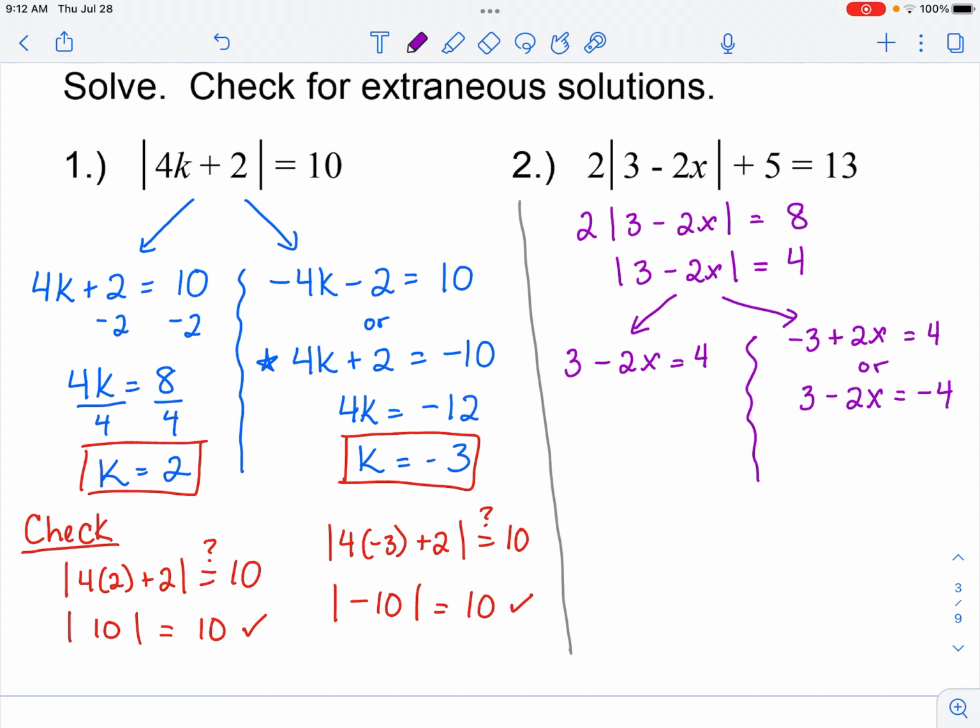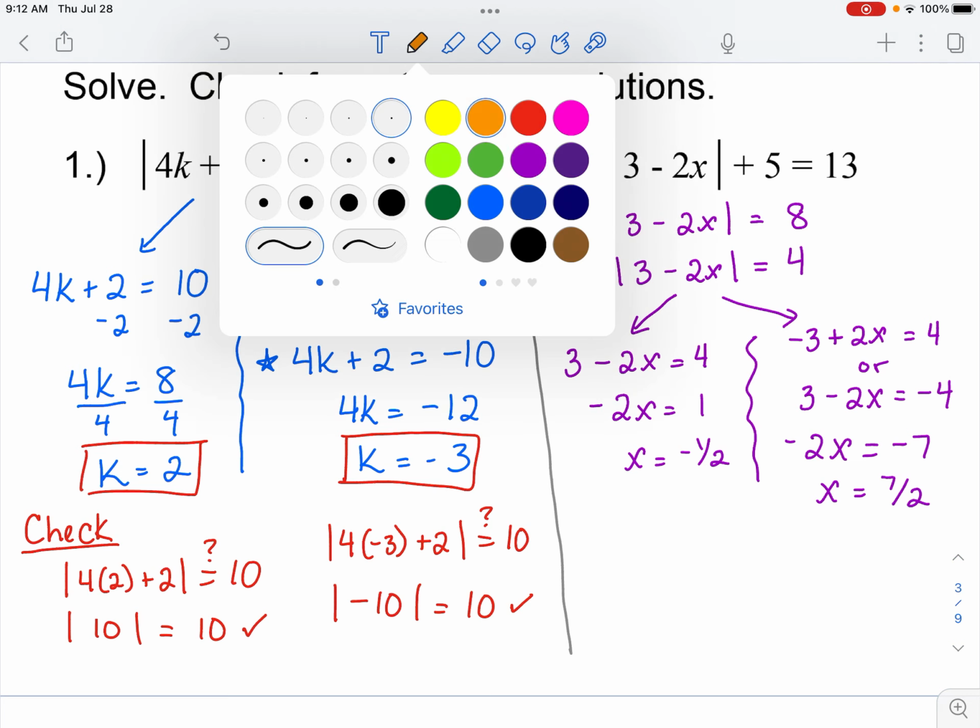All right. So solving the left side over here, I'm going to get negative 2x is equal to 1. So x equals negative 1/2. And yes, you are going to get fraction answers, so start getting comfortable with fractions. And then the other side, I'm going to subtract over the 3 and get negative 2x is equal to negative 7. Divide out the negative 2, and I get x is 7/2, or 3.5. Okay, now I need to check.